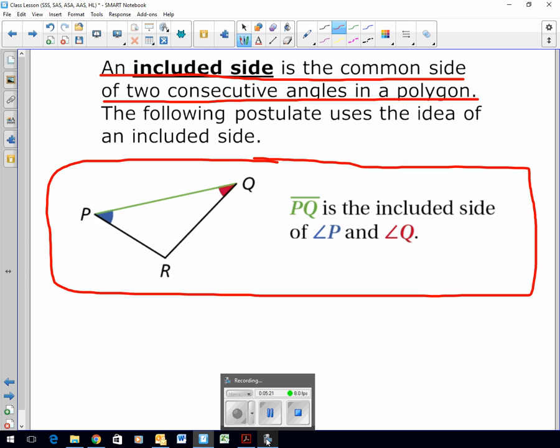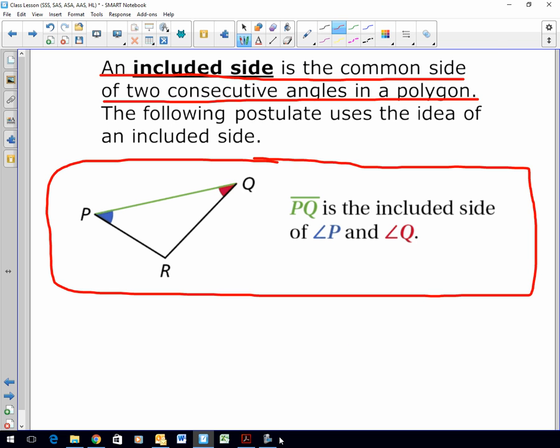Okay? Why is it included? Because it's between the angles. It connects the angles. Imagine the included side. How would you get from angle P to Q? You'd take PQ, right? That's the side of the triangle.